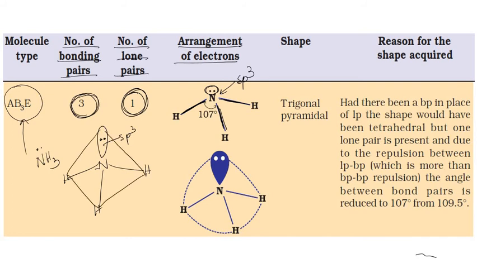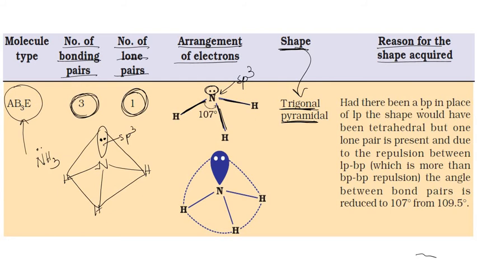But because of the presence of one lone pair, the shape of ammonia molecule is not tetrahedral, it will undergo distortion, and when it undergoes a distortion, the shape is called trigonal pyramidal, or simply pyramidal in nature. Is it clear, students? Now if you see the reason for the shape acquired, which is that shape trigonal pyramidal.